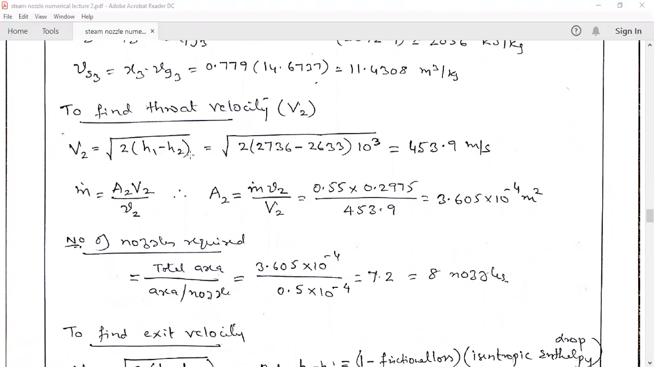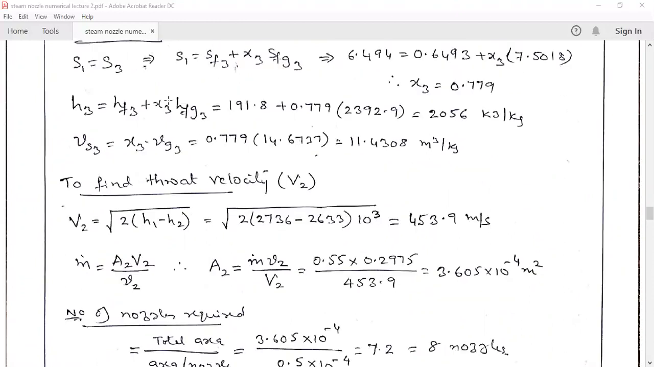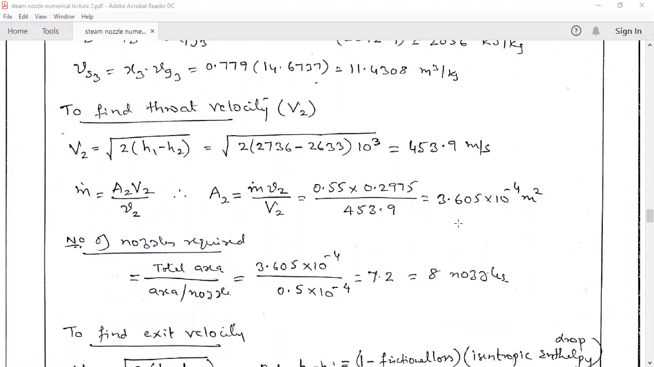Here, for the enthalpy, there will be no frictional losses in the convergent portion. Hence, it is only 2 times H1 minus H2. Substitute the H1 value and H2 value which we obtained above and get the value of velocity. So the velocity will be equal to 453.9 meters per second.